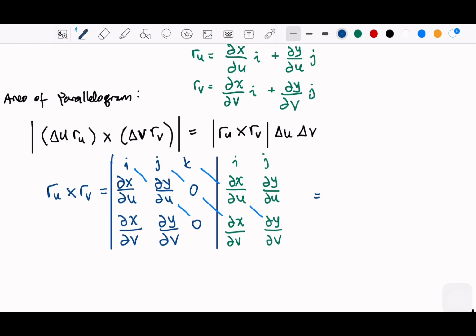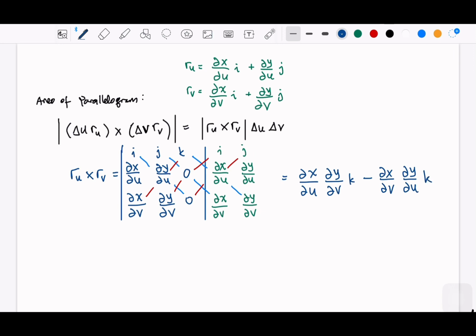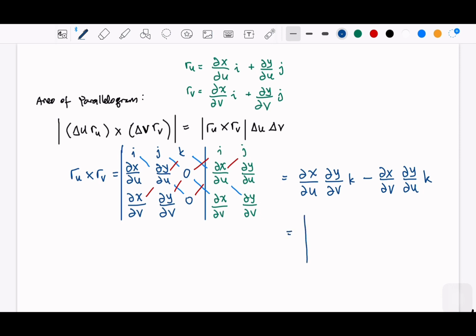So I get ∂x/∂u ∂y/∂v K, and then I get minus ∂x/∂v ∂y/∂u K. Or simply we can write in determinants.